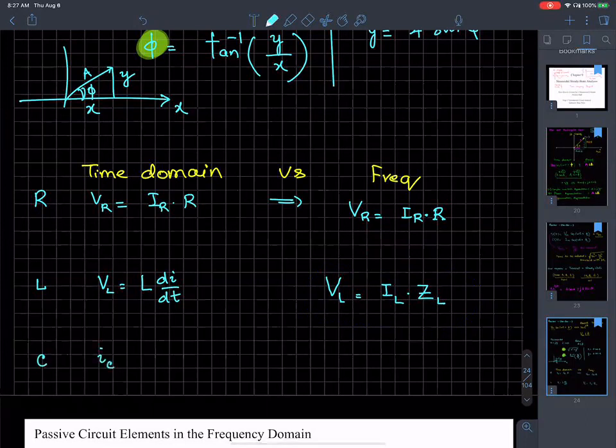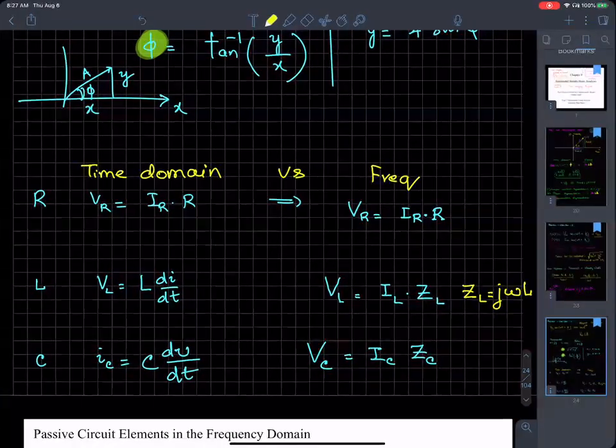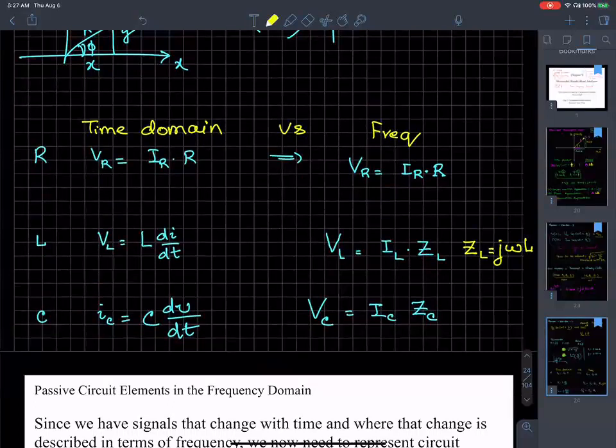The same with the capacitance as well. I of a capacitance was C dV by dt. In the frequency domain, the capacitance can also be expressed in terms of ZC. Okay, but you may ask me what ZC or ZL is. ZL, I showed it to be j omega L. ZL and ZC are called impedances. ZC was 1 over j omega C.